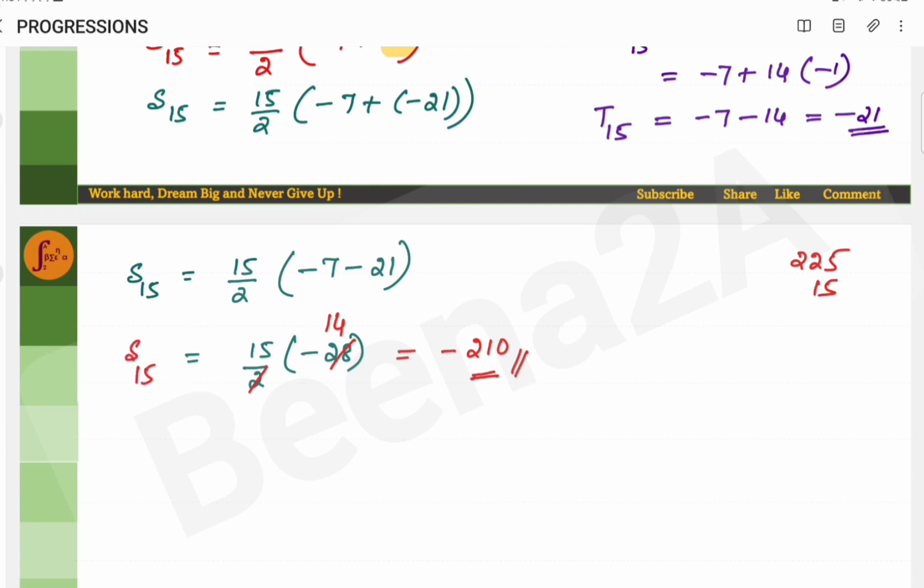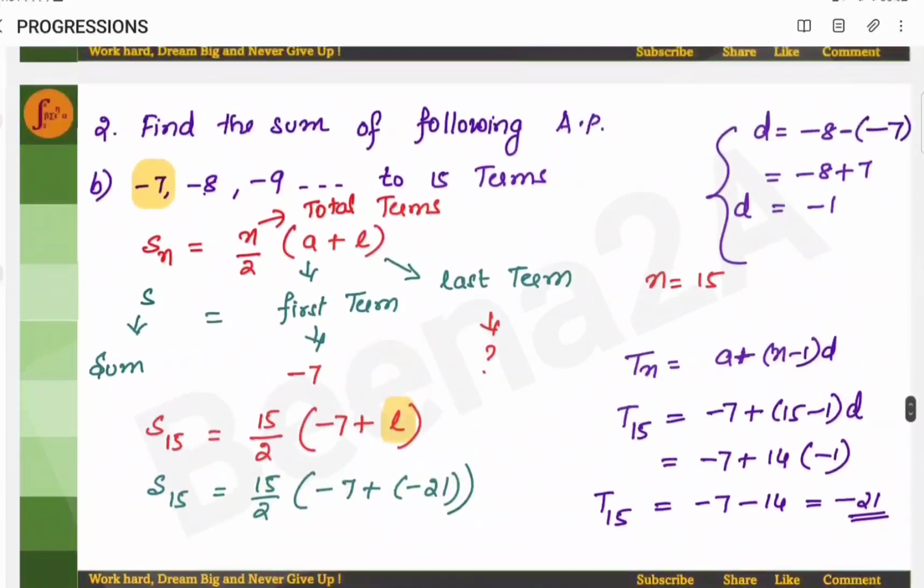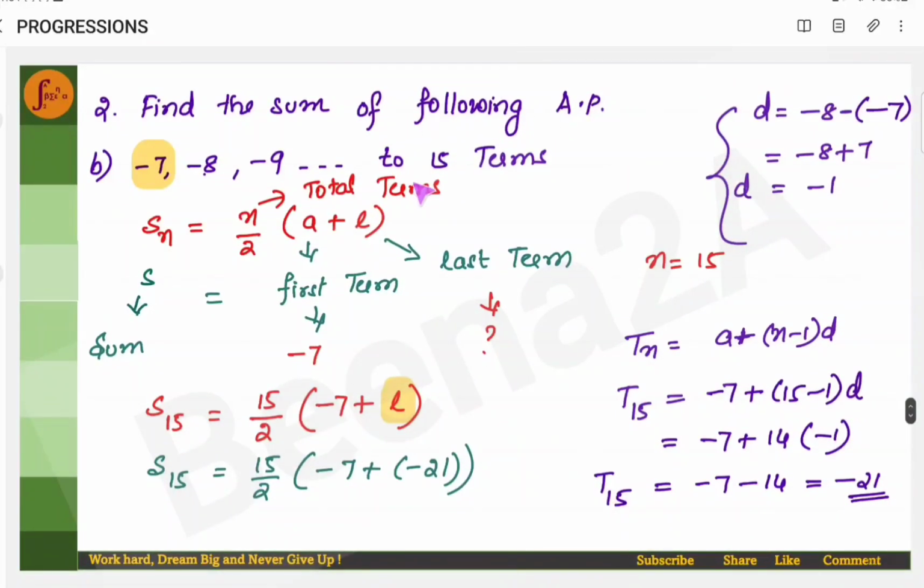Is this clear? So whenever we have to find the sum and the last term is not given, use the term formula. Find the 15th term, that is the last term, which is minus 21 in this case. Substitute this last term in the sum formula, and then we'll get the sum of all the terms.